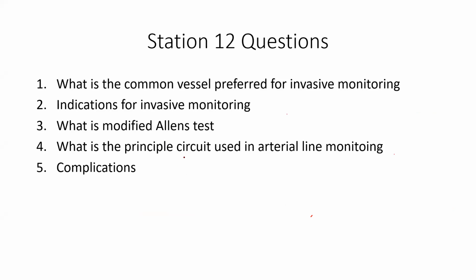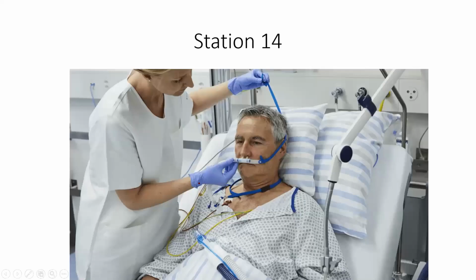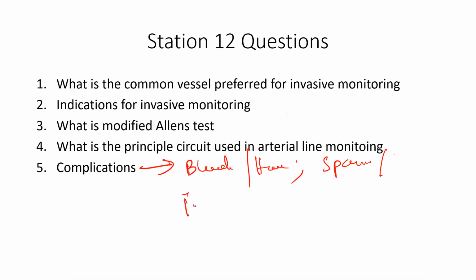What is the principle circuit used in invasive arterial line monitoring? Wheatstone bridge, sir. Okay, it is the Wheatstone bridge circuit. I don't want to go very deep into that, so they don't ask you much. What are the complications of invasive artery monitoring? Immediate ones are bleeding, hematoma, spasm of the vessels, sir. Okay, vessel spasm. Later, it can be infections and thrombophlebitis. Do arterial lines get infected?